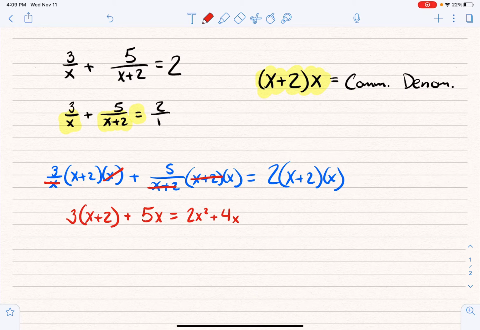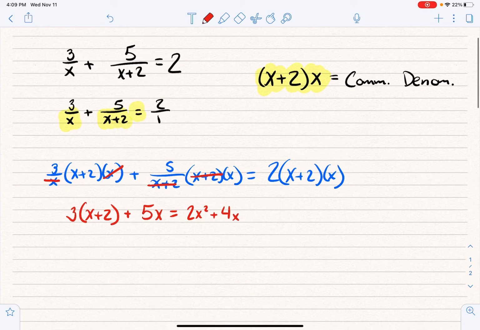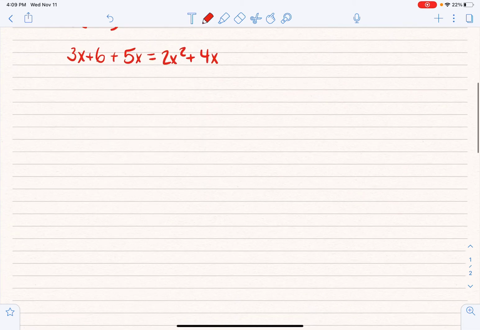At this point, hopefully you recognize that this is really becoming basically a quadratic. So you'd have 3x plus 6 plus 5x equals 2x squared plus 4x. And whenever we're doing quadratic problems, our goal is always to set it equal to 0, so we always want to get everything over to one side. I'm going to move everything over to this side so that the x squared term stays positive.